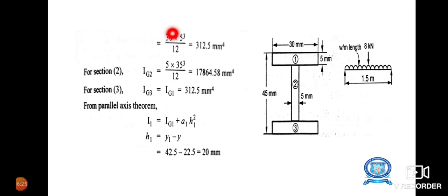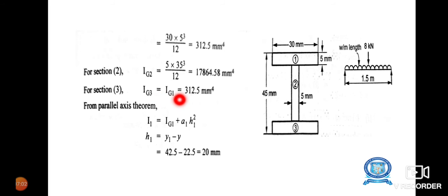So we apply the values, 30 into 5 cube divided by 12, which is equal to 312.5 mm power 4. Next for section 2, that is the center middle portion, 5 into 35 cube divided by 12 is equal to 17,864.58 millimeter power 4.